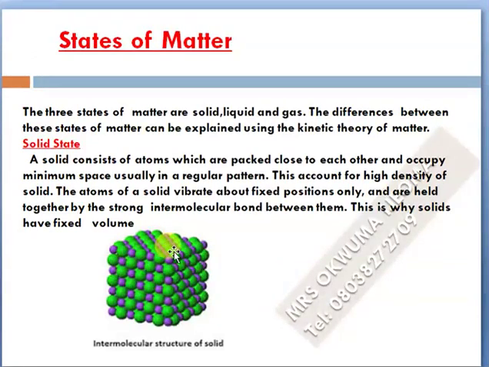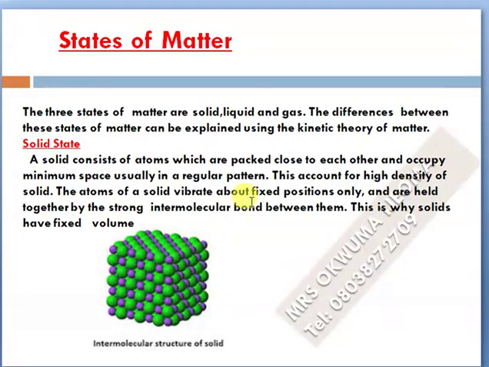Now the intermolecular structure of solid: you can see they are closely packed together. They have a definite pattern of arrangement. There is no space between them. A solid consists of atoms which are packed close to each other, and because of that they occupy minimum space, usually in a regular pattern. So number one, they are closely packed together. Number two, they occupy minimum space. Number three, they have a regular pattern of arrangement.